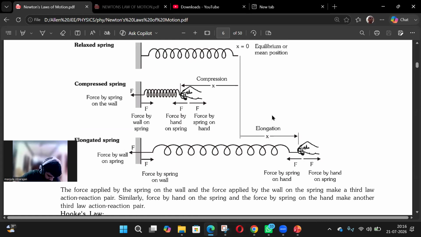In both cases, once I stretch it, there will be a force towards the relaxed or normal position, so it will be towards the left. When I compress the spring, there will be a force acting towards the right to bring it back to the relaxed position. The interesting thing is that if I stretch by an amount x and compress by an amount x, the amount of force is the same, kx, but the direction is opposite. While compressing, the force is towards the right, while stretching, the force is towards the left.